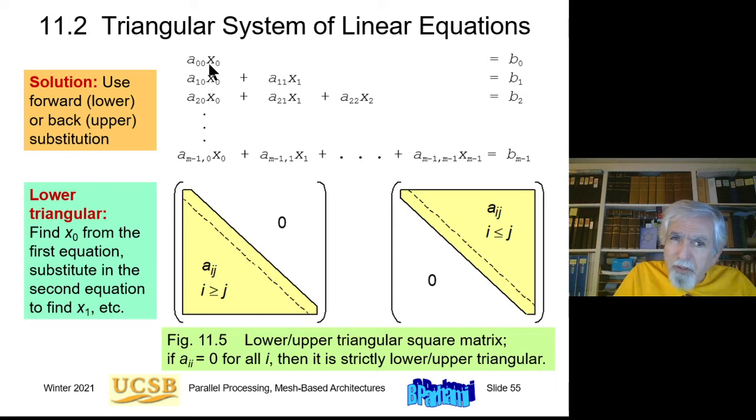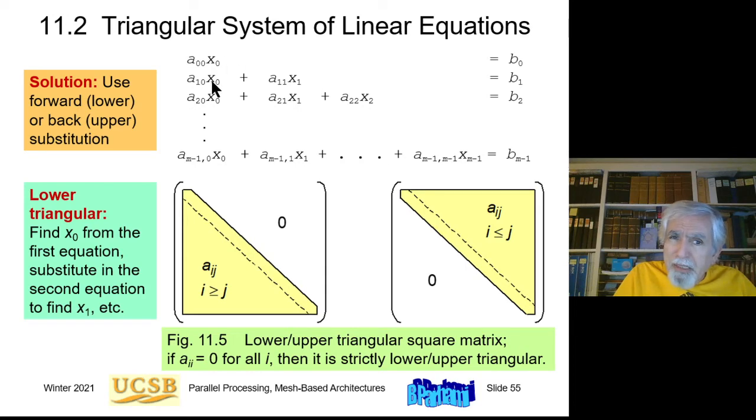So we find x0, substitute forward into the next equation, then x0 and x1 will be substituted forward into the next equation, and the variables are found one at a time. So it's pretty easy. So this is an order. If the coefficient matrix is m by m, this is order m squared. Okay, so you need just one operation to compute x0, just one division.